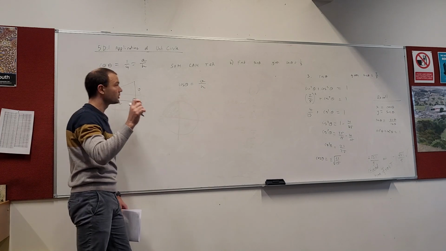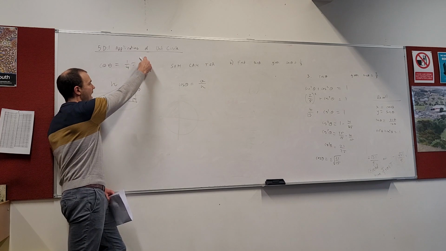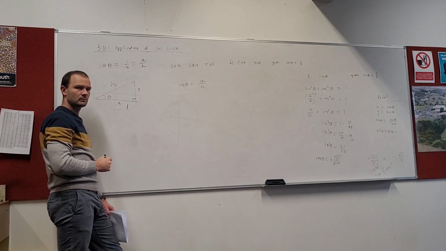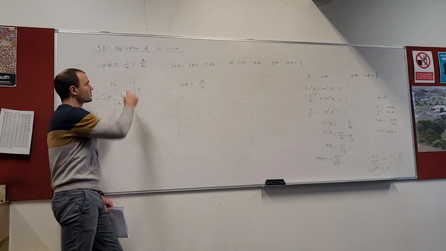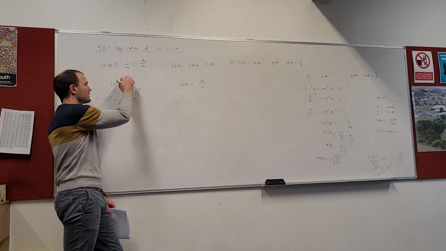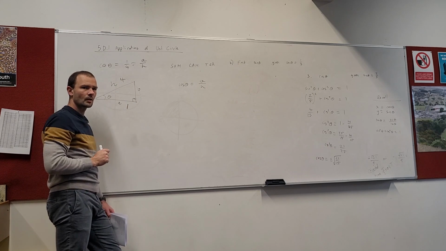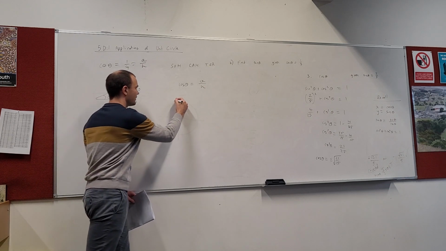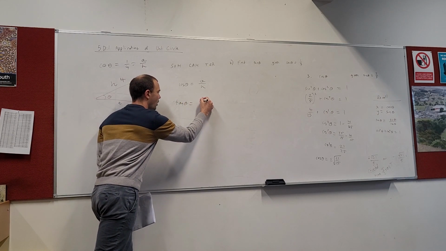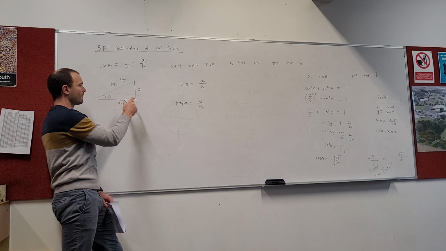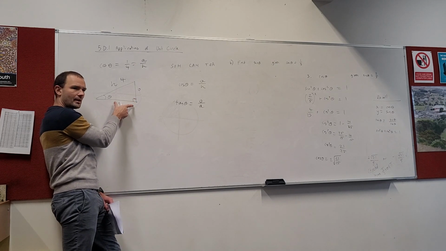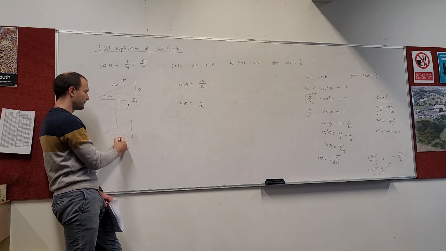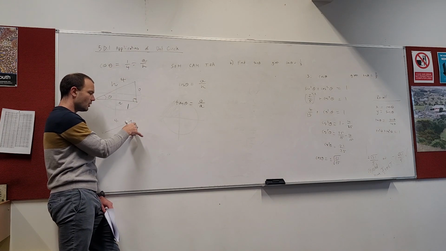And I've got cos theta is A on H. A corresponds with 1, so the length of this side is 1. H corresponds with 4, so the length of this side is 4. I'm asked to find tan theta. Well, tan theta is O on A. A is 1, I need to find O. But look at this triangle, it's a right angle triangle. We've got 4, we've got 1, and we've got this unknown.